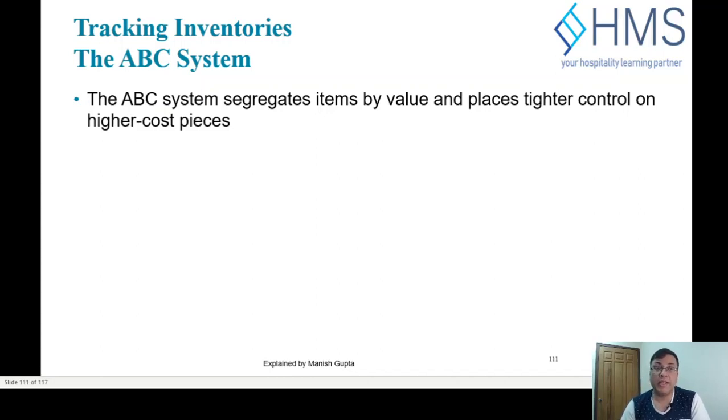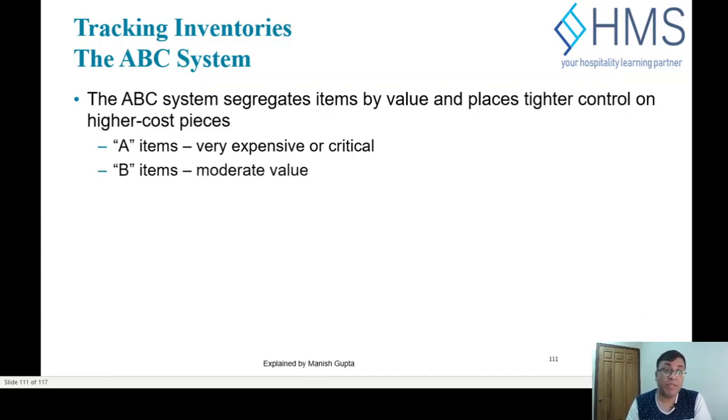So you basically segregate all your inventory items into three segments: A, B, and C. A being the high, very expensive items, or very critical to your operations. They may be cheap, but they may be very critical to your operations. So the A items are very expensive and very critical. So you have a laser focus on the inventory of these items, the reorder level of these items, and also the quality of these items.